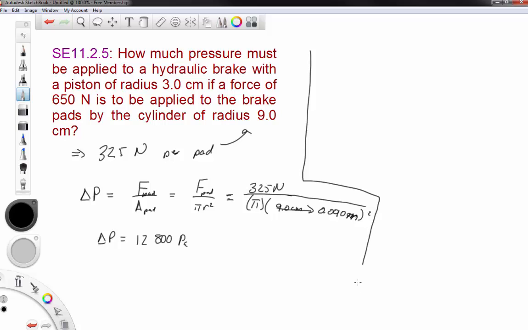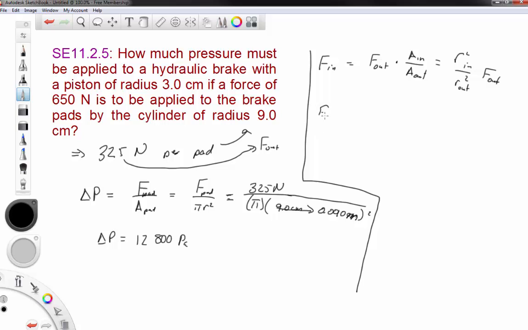So how much force do we have to apply to this piston with this radius in order for that to happen? Well, we could recalculate all of this, or we could use the mechanical advantage, which means that F in needs to be F out times area in over area out. And that's going to be radius squared in over radius squared out times the force out. This right here is force out. So this is F out.